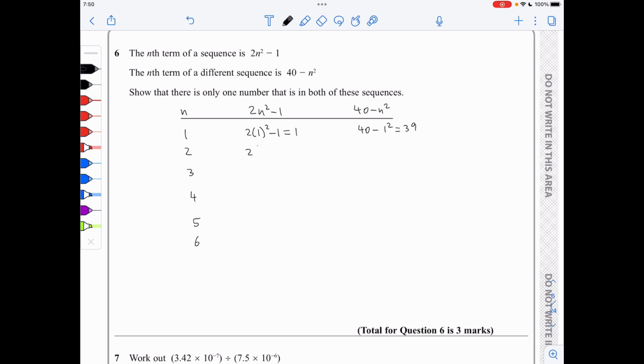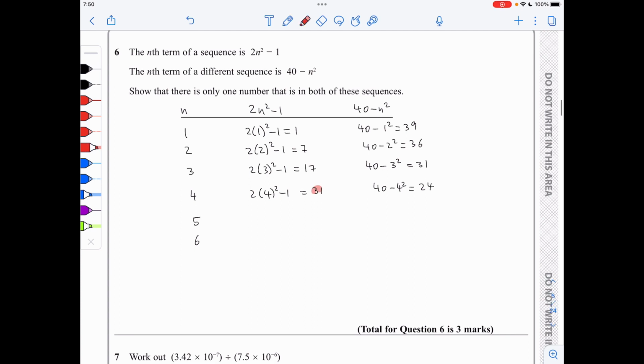When n is 2, 2 times 2 squared minus 1 is 7, and 40 minus 2 squared is equal to 36. I need to keep working through different values of n until I figure out what's happening. 2 times 3 squared minus 1 is 17, and 40 minus 3 squared is 31. When n is 4, 2 times 4 squared minus 1 is 31, and 40 minus 4 squared is 24. So we can see that we have already found a term that is common to both sequences, but we still need to work through more values of n.